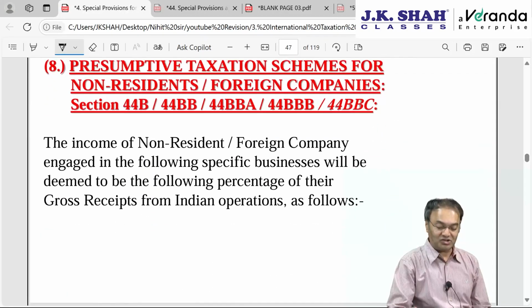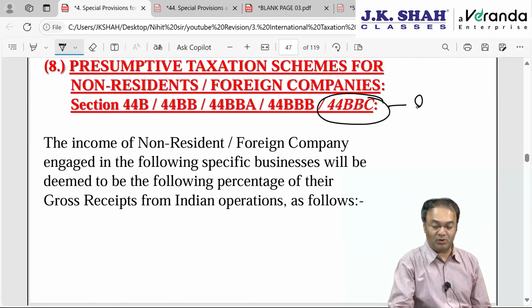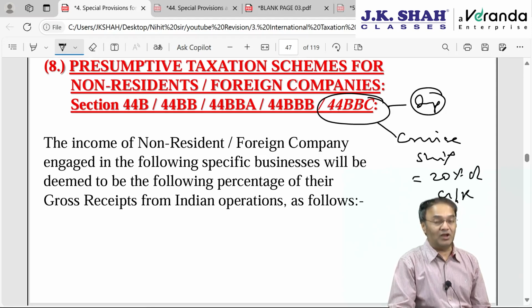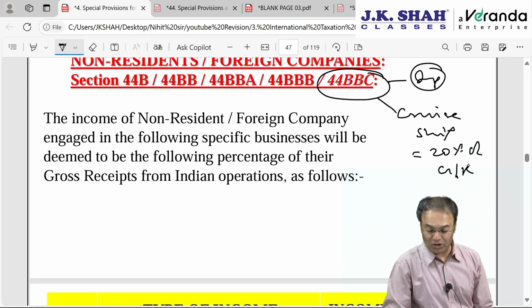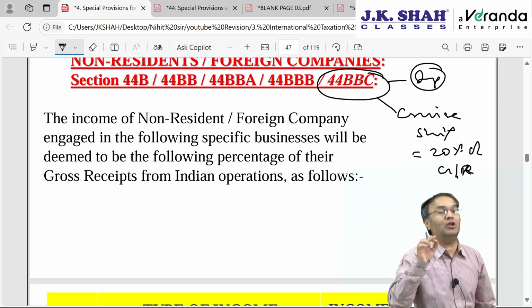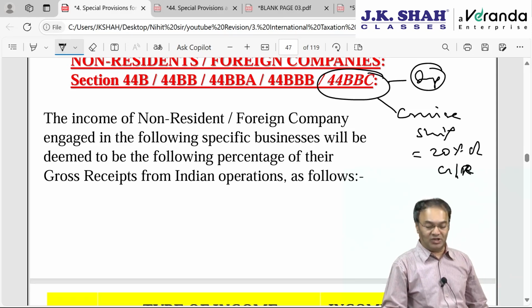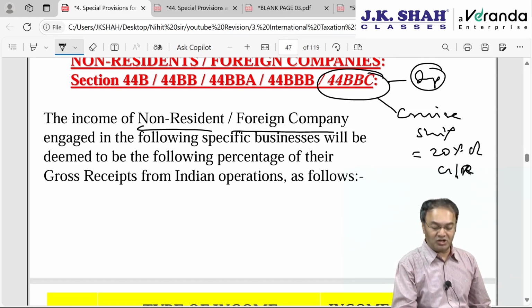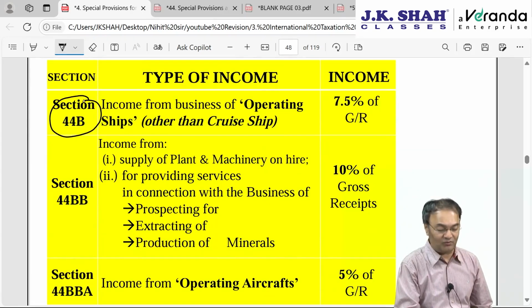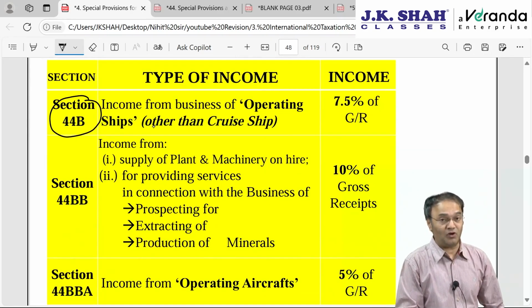So in the presumptive taxation scheme, one section is newly introduced, which is important because it is new. This is for cruise ships, the business of operating a cruise ship, whereby income will be 20% of gross receipts attributable to Indian operations. What do you mean by gross receipts attributable to Indian operations? That is also clarified, which we will be discussing. The concept applies to non-residents and foreign companies, does not apply to residents. The very first section is 44B, income from operating ships.